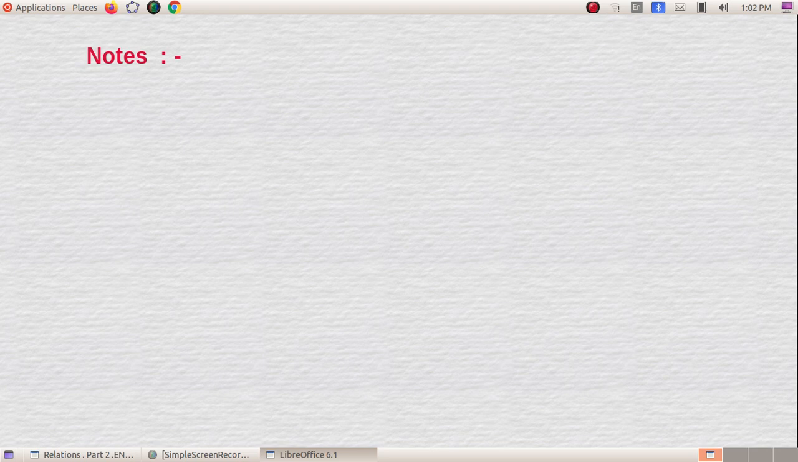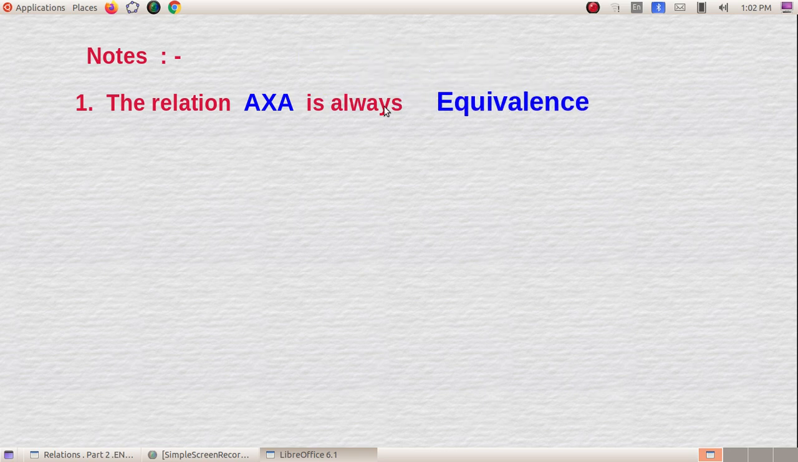First one, as we discussed before, let us discuss A cross A. What about A cross A? Is A cross A an equivalence relation? Yes, A cross A is an equivalence relation because A cross A is reflexive, symmetric and transitive.